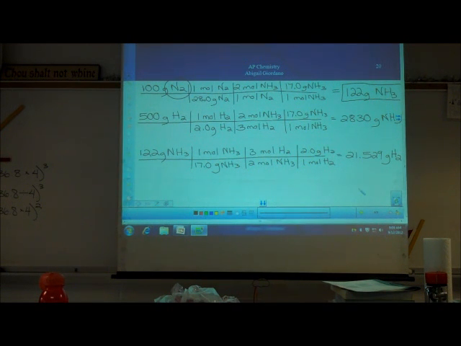Just to be clear, is that the answer to the question of how much is left over? No. What is that number? How much hydrogen was used? Well, let's look back at the original problem. We had, to start off, 500 grams of hydrogen. We used up this much. Round to 3 sig figs. That is how much hydrogen I had left in excess.